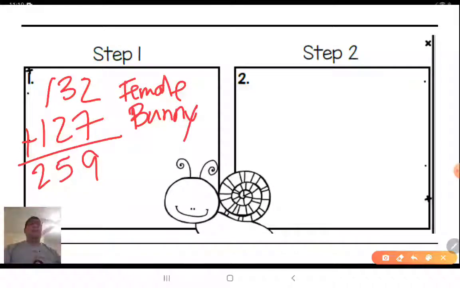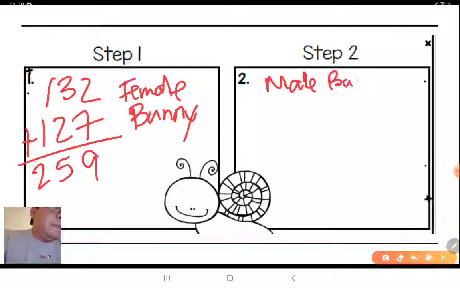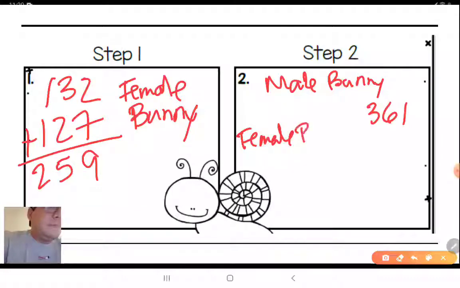I know that the male bunny ate 361, right? So female, male, 361, female, what did we say? 259.